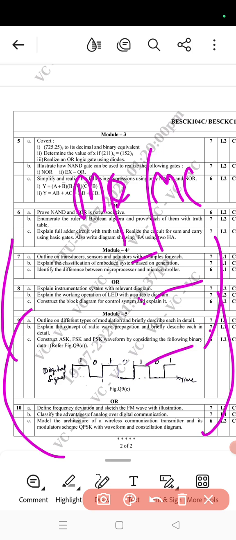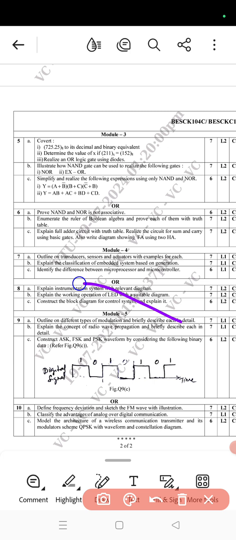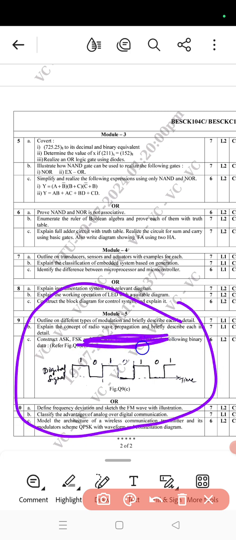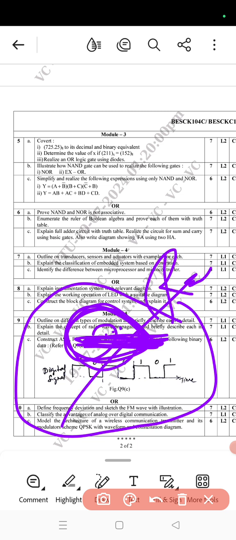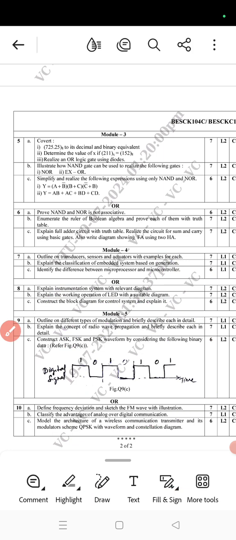ASK, FSK, PSK. Then this is out of topic, don't consider this. I want to add one question at the last here in Model number 5, that is radio wave propagation. Don't forget this radio wave propagation in Model number 5. If you study this, you can see any number of question papers, the same pattern will be there. This is for the passing package, not for scoring purposes. I have not included any problems here.